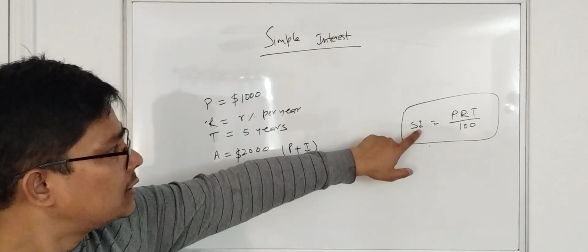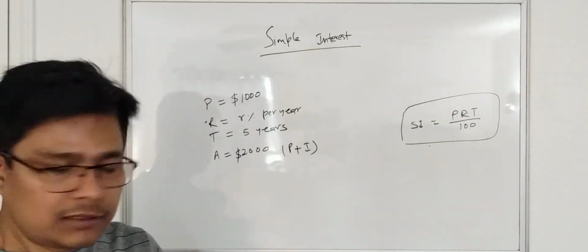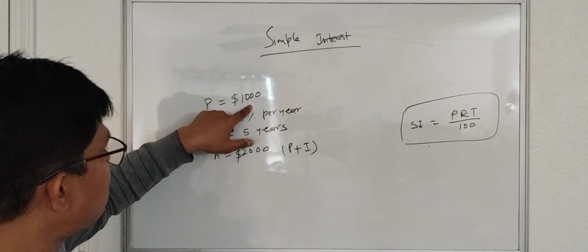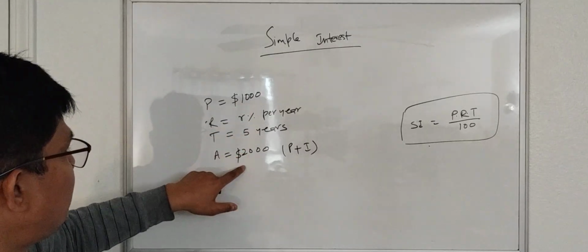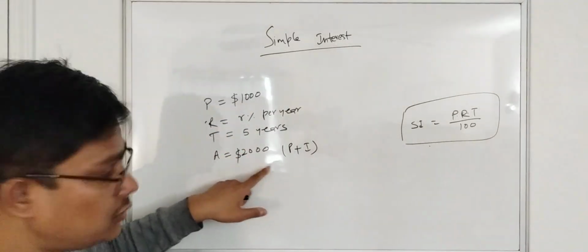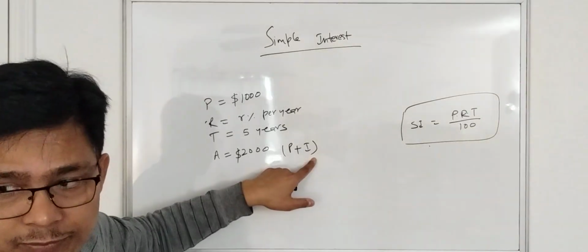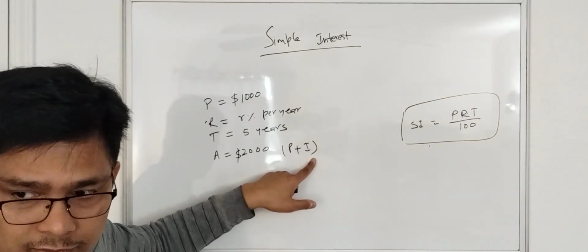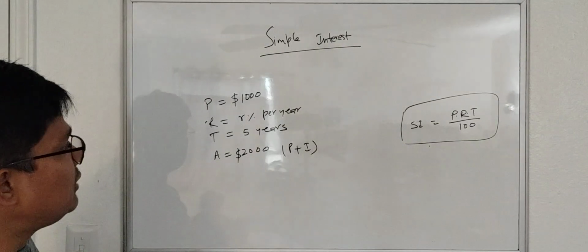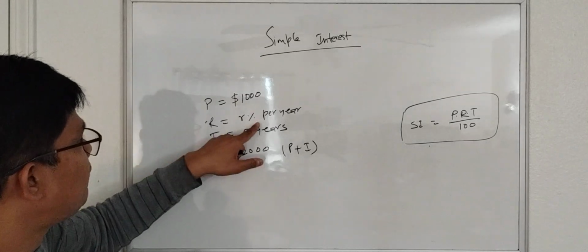This is not the total amount you will be getting from bank or wherever you put the money. Total amount will be interest plus your principal. So here you deposited $1,000. At the end of 5 years, you are getting $2,000, which is your P plus I, your principal amount plus interest you got from the bank. So now, can you calculate the value of R?